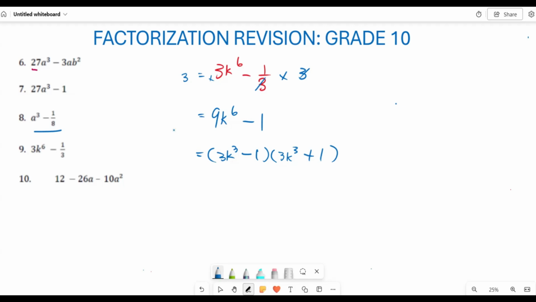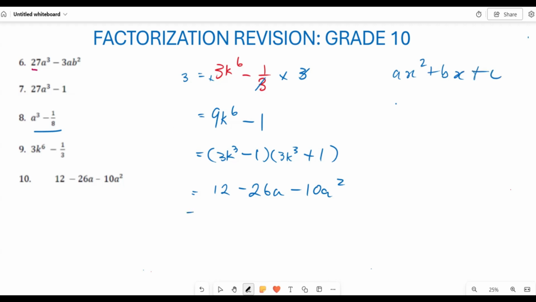Now let's look at our number 10. In number 10, you have 12 subtract 26a subtract 10a squared. What is the best thing that can be done here? From here, I want to start by writing this as a quadratic expression, which means I can write this in the form ax squared plus bx plus c.